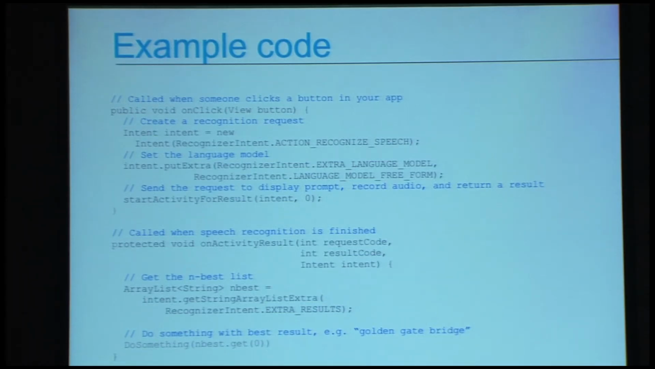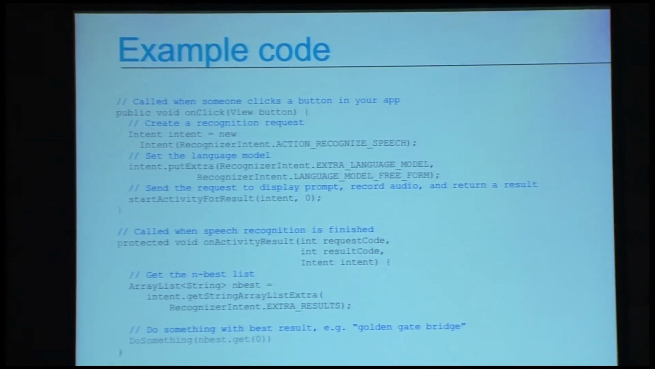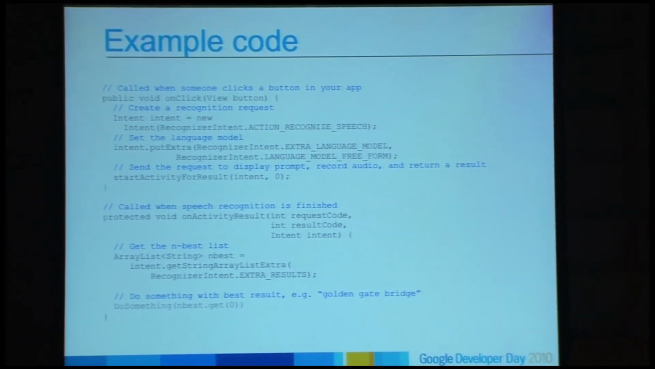So if you want to invoke the speech recognizer, it's pretty easy. If you're familiar with Android, you just construct a new intent, and the type of that intent is action recognize speech. So as I said before, intents are a way for Android applications to communicate with one another. So we're going to build this intent, and we're going to send it actually to the voice search application so that it can perform speech recognition.